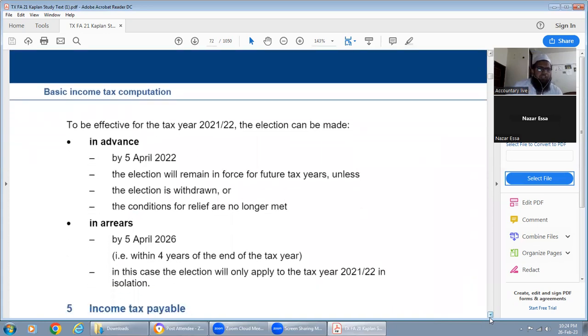Now, to be effective for the tax year 21-22, the election can be made in advance by 5th April 2022. The election will remain in force for future tax years unless the election is withdrawn or the conditions for relief are no longer met.